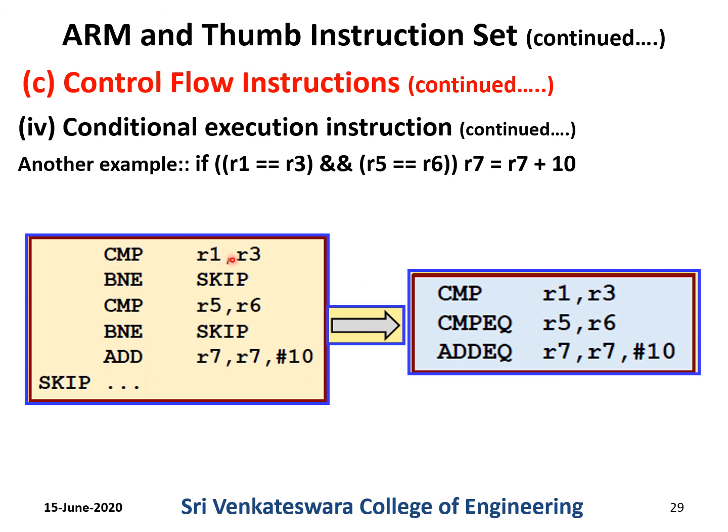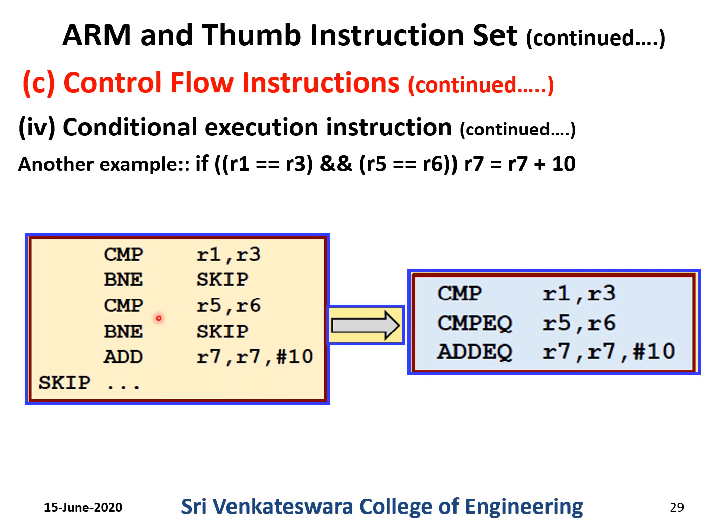So CMP R1, R3: compare R1, R3, and if the 0 flag is set, it means that the condition is met. If the 0 flag is not set, we have to come out. So branch not equal, it will skip, come out. If the 0 flag was set, it means that the first condition is true, and again we have to compare R5 with R6, CMP R5, R6.